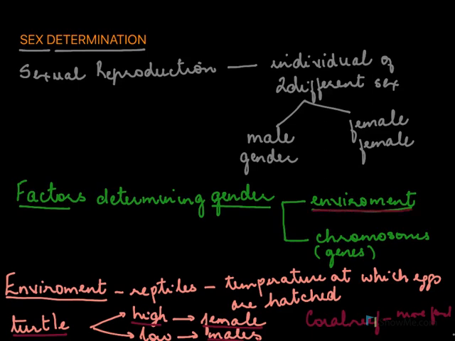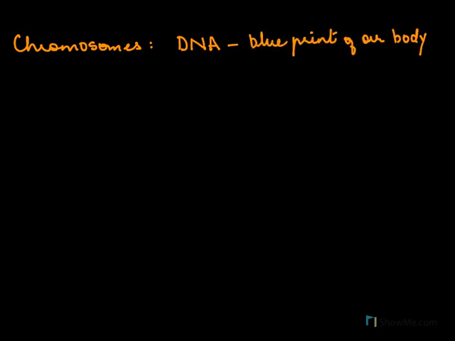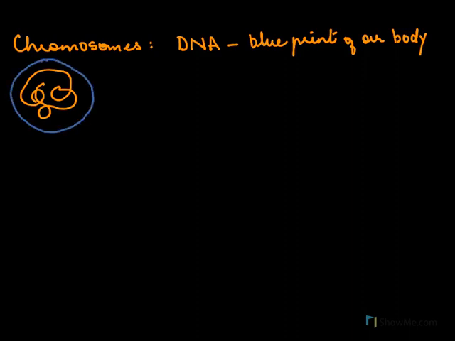Now let us see how chromosomes determine the gender of the organism. To understand about chromosomes and how they determine the gender, first let's go over what are chromosomes. We see that all the DNA, which is an instruction manual or the blueprint of our body, or it's called the master molecule, is present in the form of a network in the nucleus. Here is a nucleus and the DNA is present as a network.